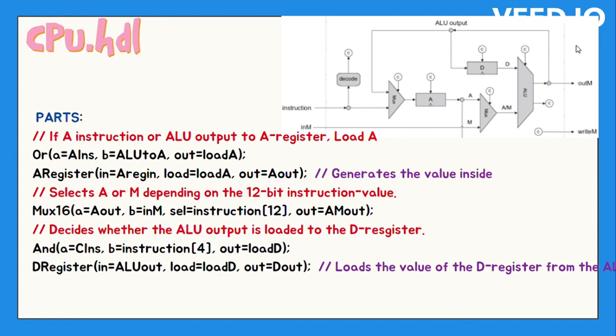We again use the Mux16 gate, which takes the output of the A register and the value selected in the data memory register, which is inM. This will select which one, output A or M. Either A or M will be fed into the ALU depending on the 12-bit instruction value.